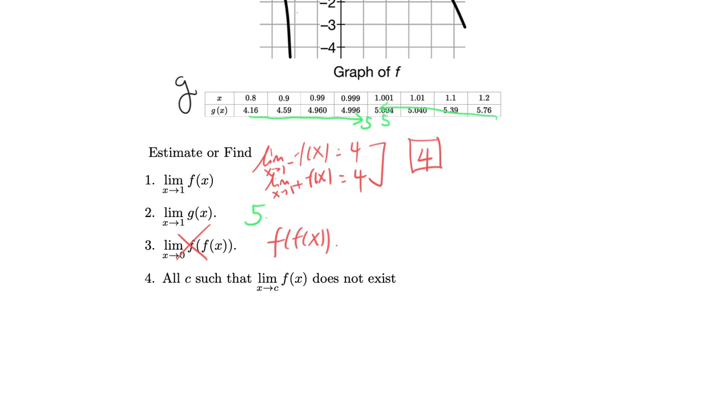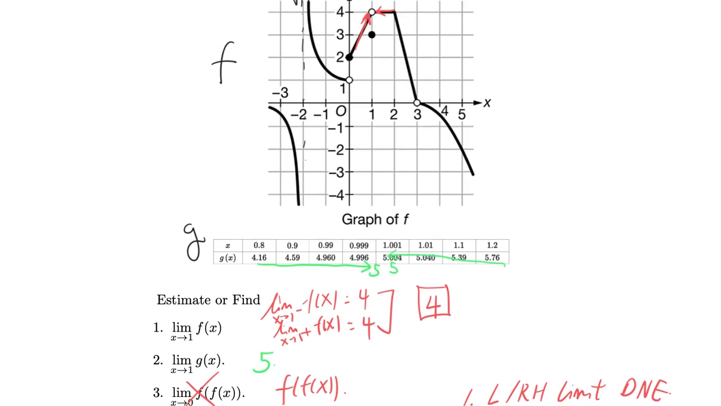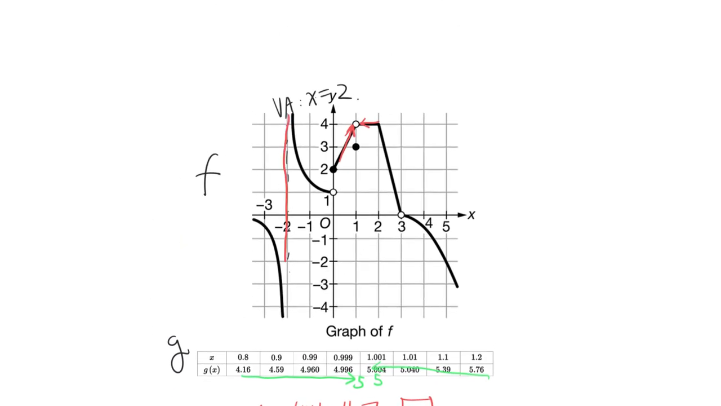Finally, we want to find all c such that this limit does not exist, and that basically means looking for two things. One is where the left or right hand limit does not exist, and or where they disagree, right? So here, most obviously, we have that at x equals 2, the left-right limits do not exist. This is quite obvious. It's positive and negative infinity. Then here, at x equals 0, we have a disagreement.